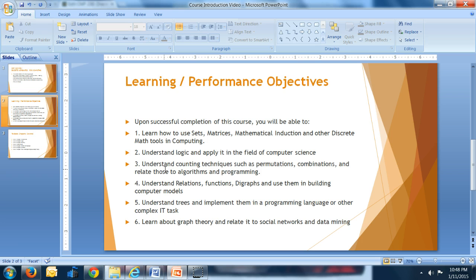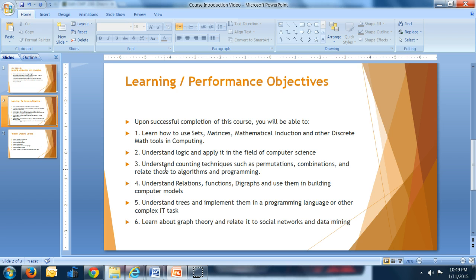You will be able also to understand the logic and apply it in the field of computer science, understand the counting techniques such as permutations, combinations, and relate these methods to algorithms and programming. Understand relations, functions, distinguish between them. Function is a subset of relations.